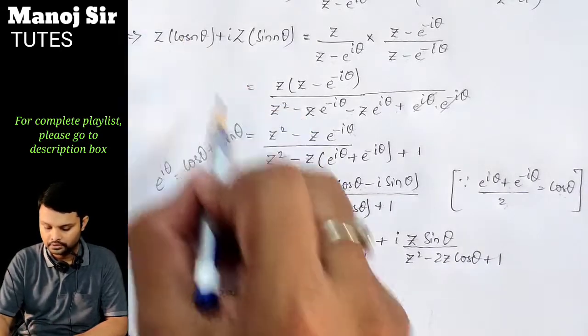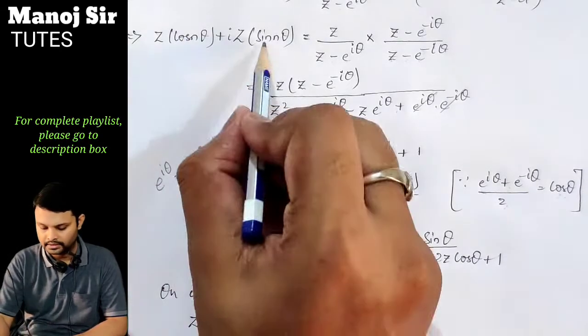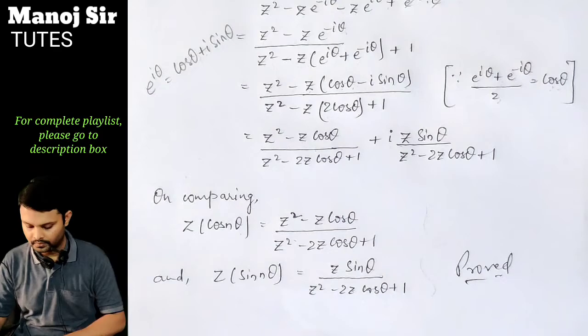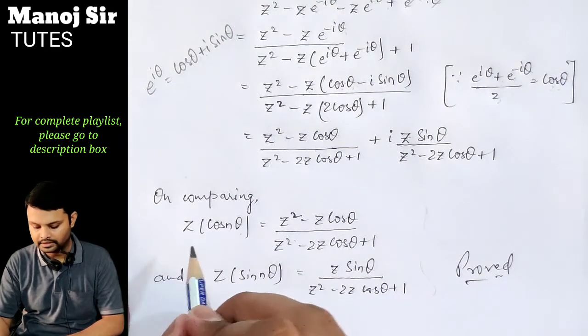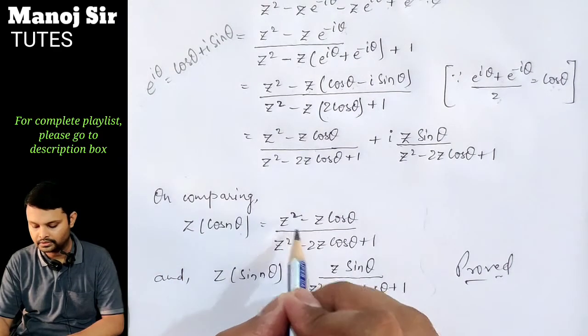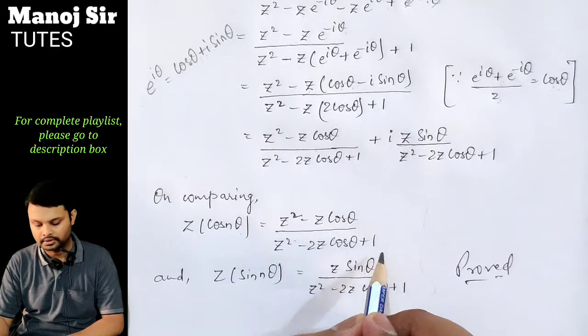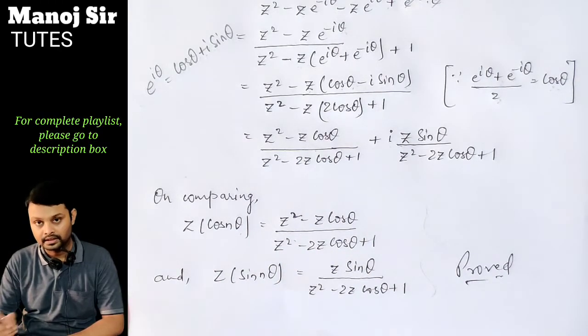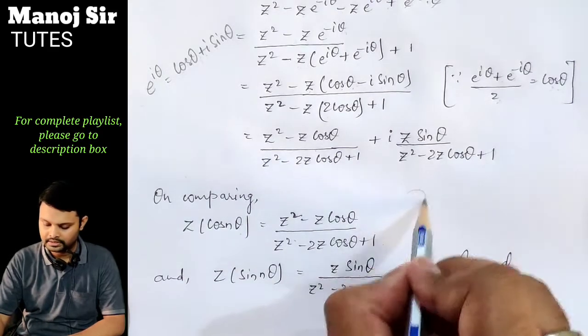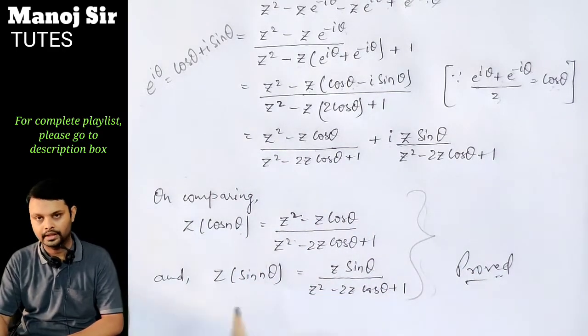Okay, so this is going to be the real part and this is going to be the imaginary part. So on comparing the real part, we can say Z transform of cos n theta equals Z square minus Z into cos theta upon Z square minus 2Z cos theta plus 1. And on comparing the imaginary part, you will get Z transform of sin n theta equals Z sin theta upon Z square minus 2Z cos theta plus 1. Okay, so we can say simultaneously we have proved third and fourth.